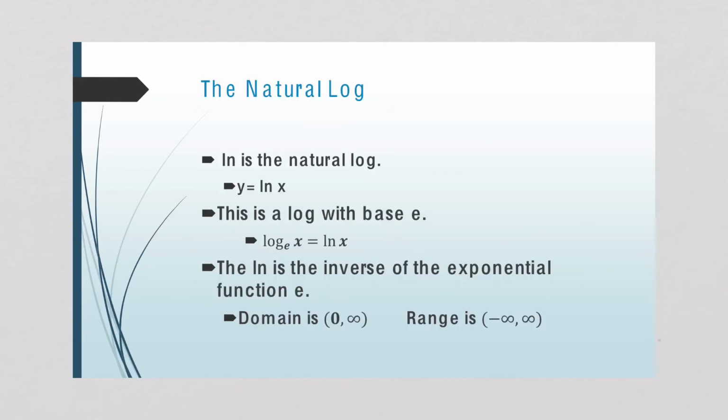The other thing we have is the natural log. ln is the natural log, and this is a log with base e. Instead of having a log base 10, or log base 5, or log base whatever, we use log base e. And ln is the inverse of the exponential function. Its domain, remember the domain on inverses is the same as the range on the original, so its domain is from 0 to infinity, which is similar to our common logs. The range, however, is -infinity to infinity. So we're going to talk about the transformations of not only exponentials and logs, but of e and the natural log.